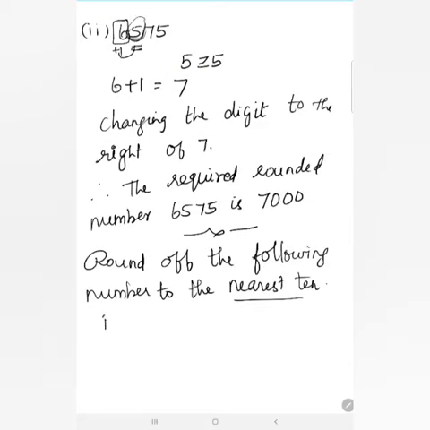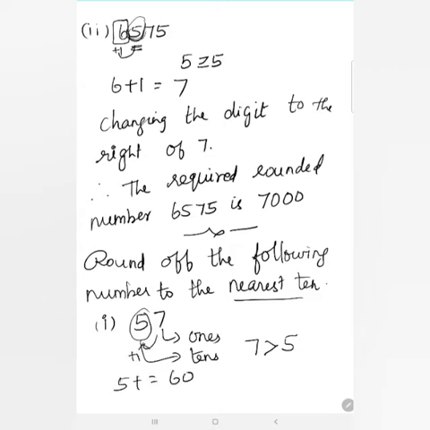Okay. So I will take the first number as 57. Nearest 10 means this is the ones place and this is the tens place. You have to change this to the nearest 10, isn't it? So see the ones place. It is greater than 5. So you have to add plus 1 here. So 5 plus 1 is equal to 6.